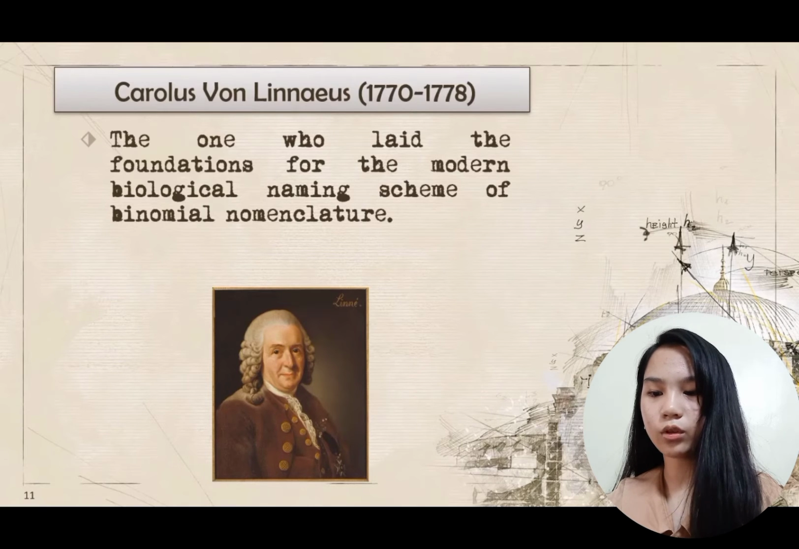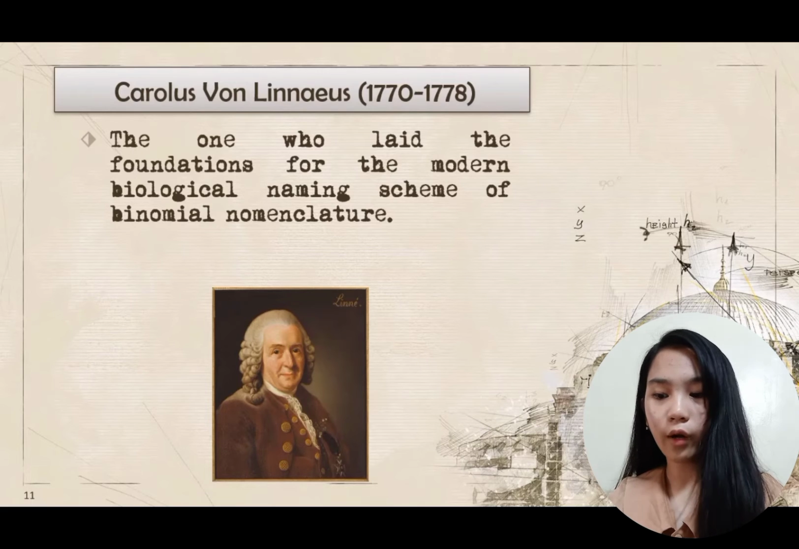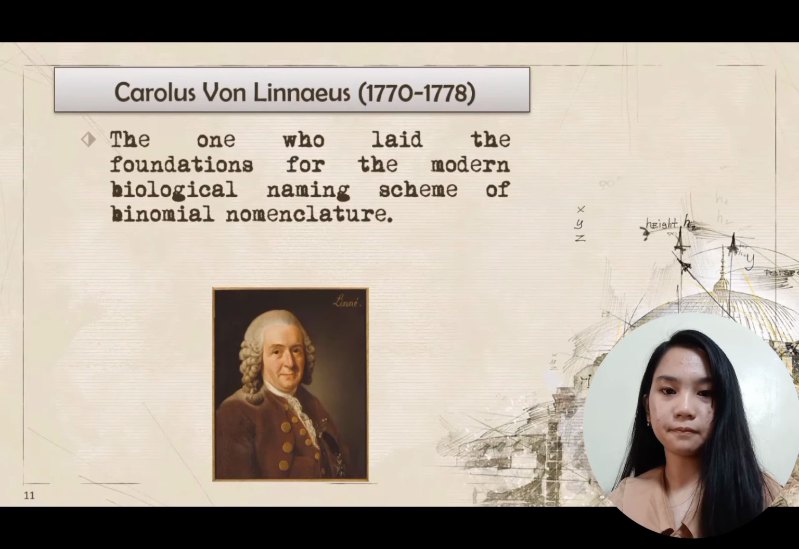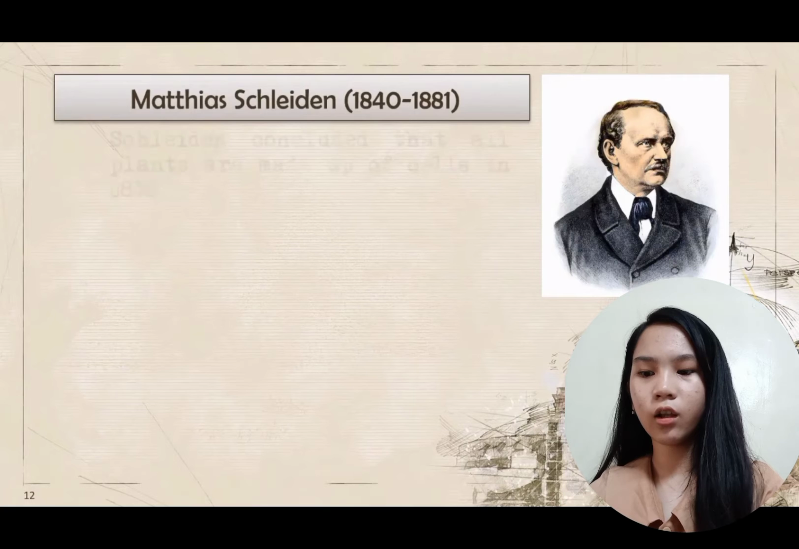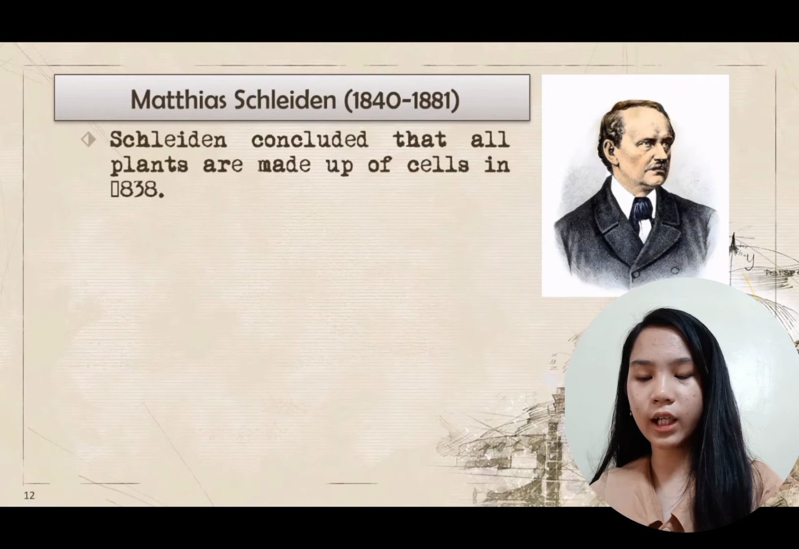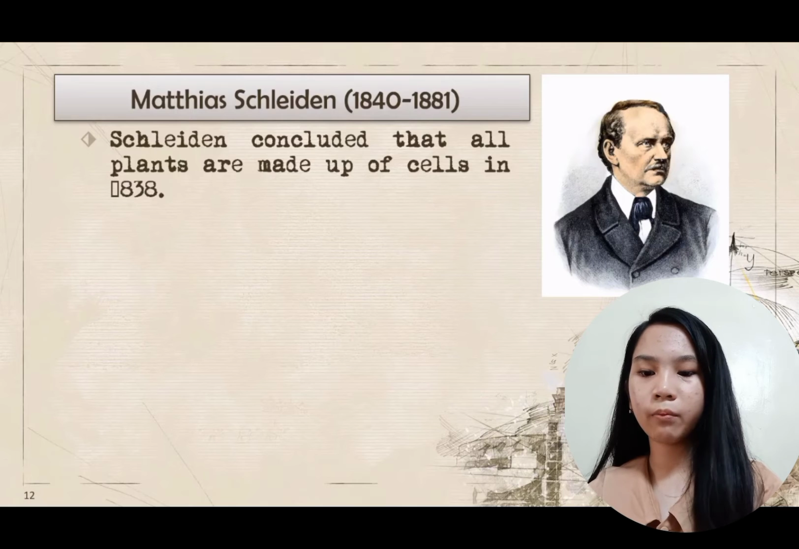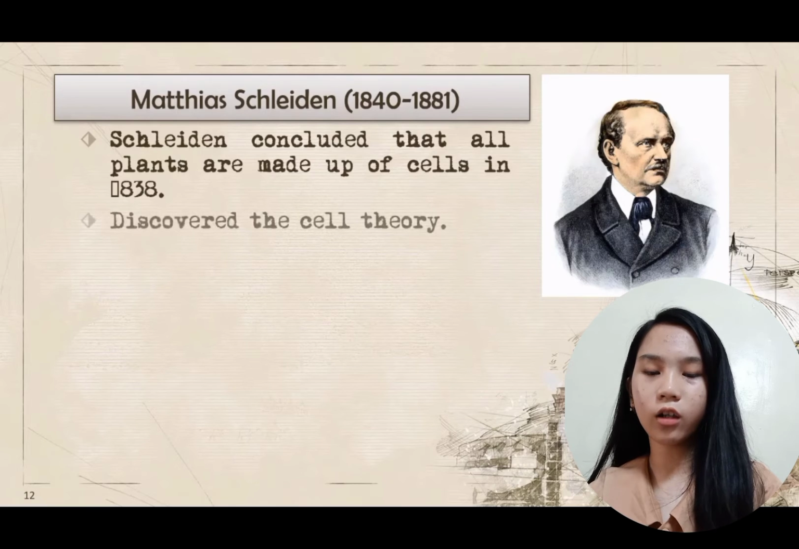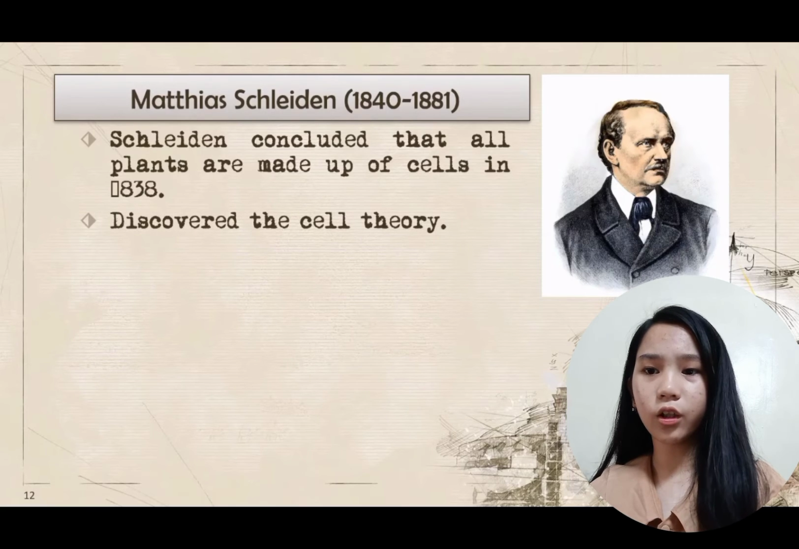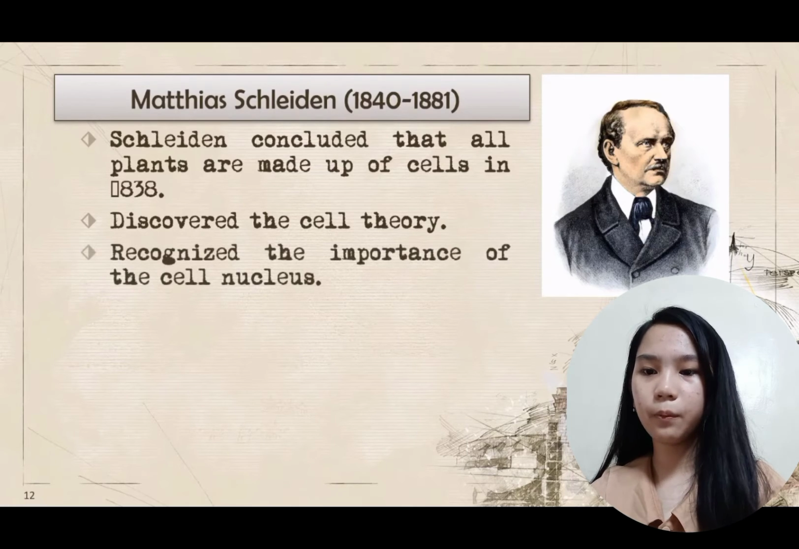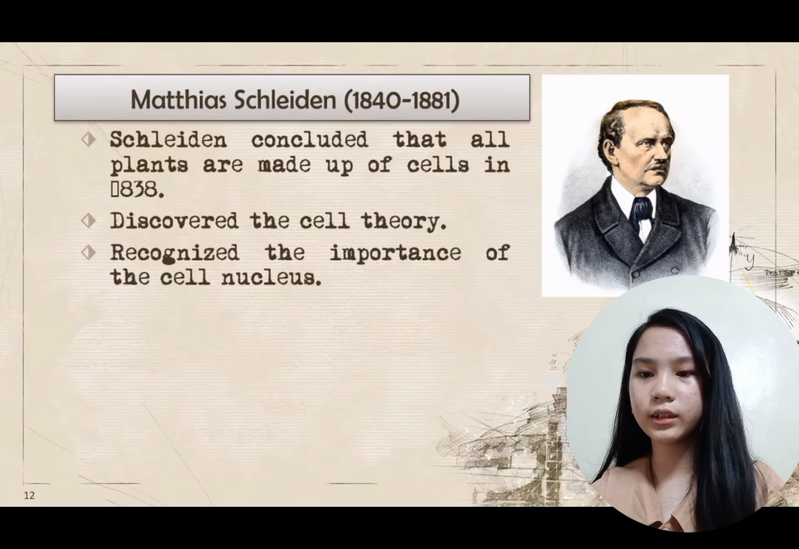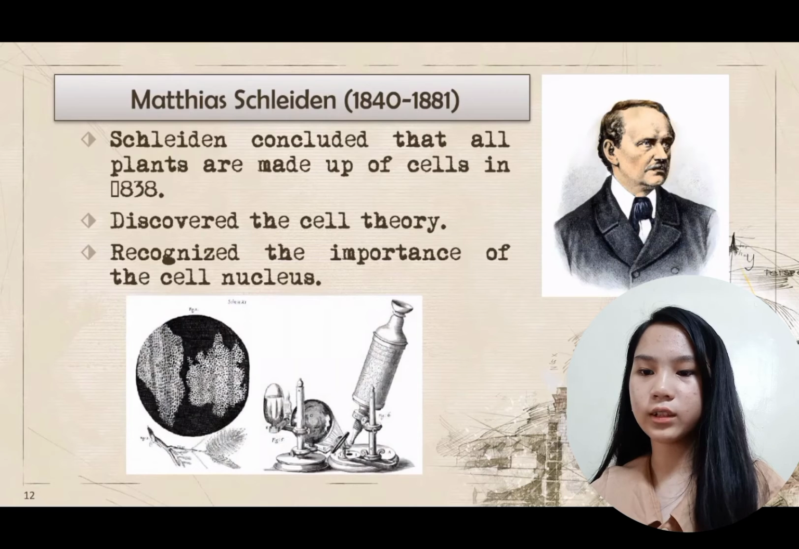He arranged the kingdoms of plants and animals, and his work was published in the Netherlands in 1735. Matthias Schleiden concluded that plants are made of cells, meaning there are cells within plants that make the plants function, and that means he is one of the contributors to the cell theory. Another contribution of Matthias is that he recognized the importance of the cell nucleus, meaning he simplified that the nucleus is important inside the cell because it serves as the brain, the control room of the cell.